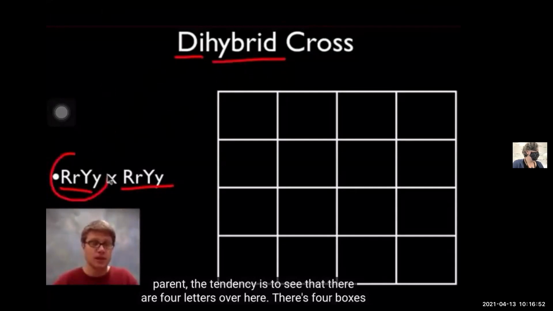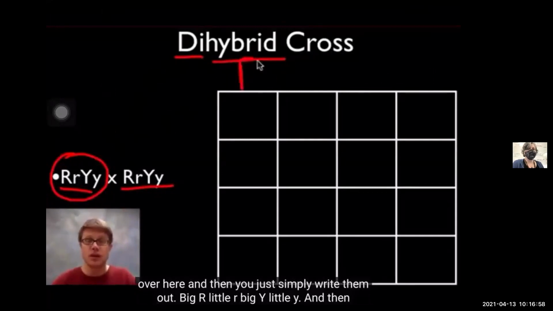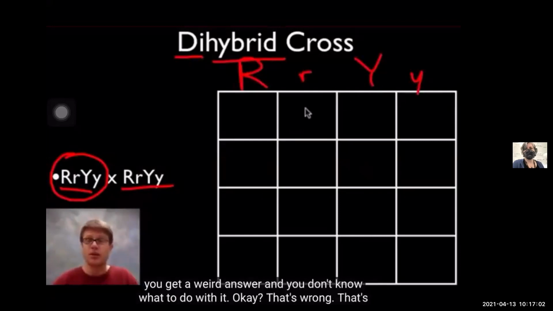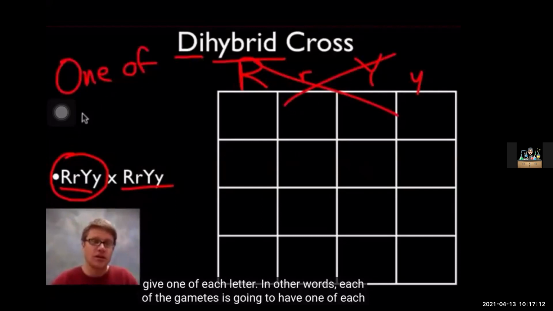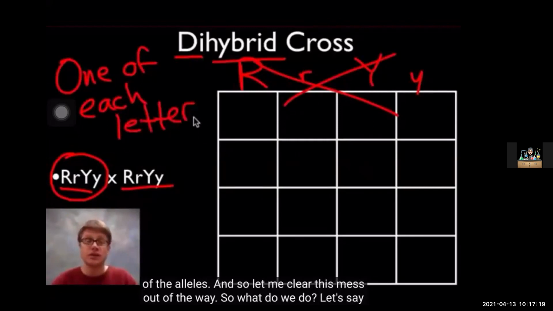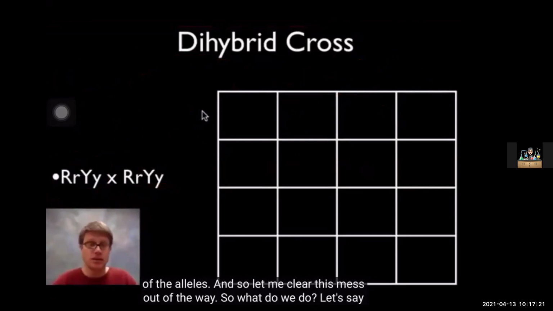And so the tendency, if we look at this parent, is to see that there are 4 letters over here, 4 boxes over here, and then you just simply write them out. Big R, big Y, little y, and then you get a weird answer and you don't know what to do with it. That's wrong, that's a mistake. Whenever you're figuring out the gametes, remember that you have to give one of each letter. In other words, each of the gametes is going to have one of each of the alleles.